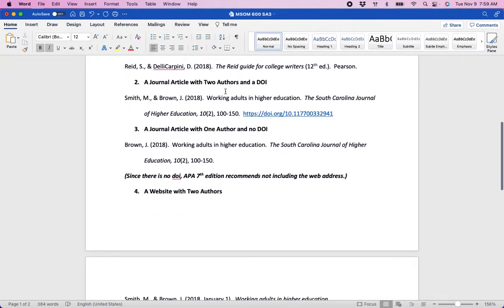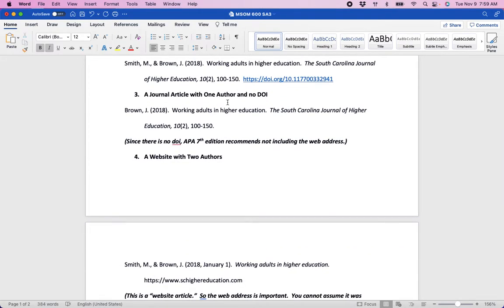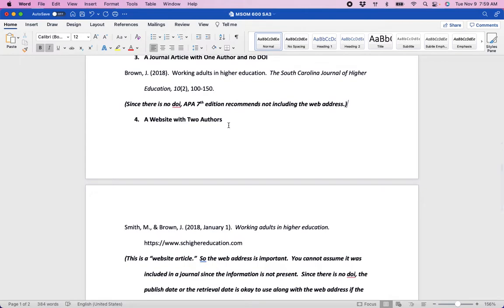Okay, so here's a journal article with two authors. You put the author's last name and then the first initial, and then you use ampersand, again, not "and." Then you have the title of the journal article, capitalize the first word, the rest of them are lowercase. And then you have the title of the journal, which is capitalized and in italics, okay? And then journal articles without DOIs. Since there is no DOI, APA 7th edition recommends not including the web address. So you'll notice in this one that the web address was not included.